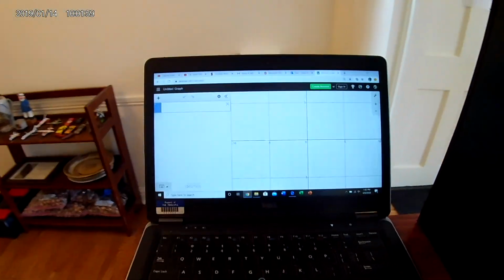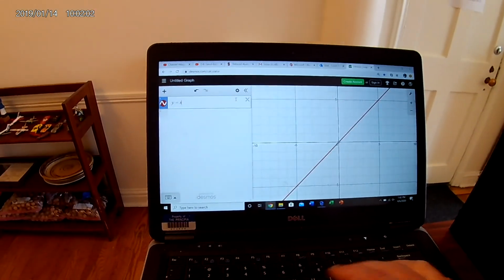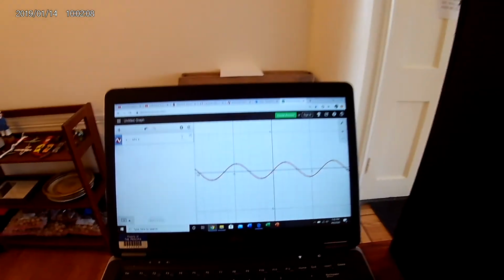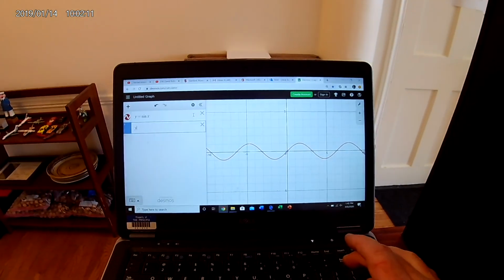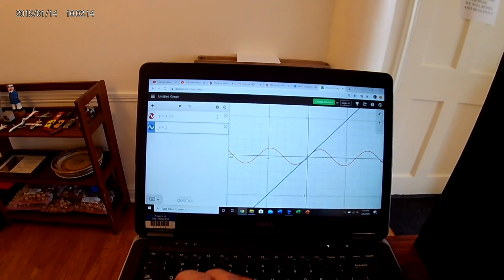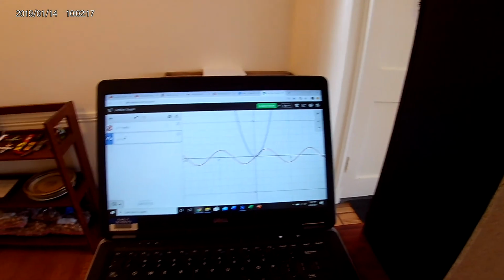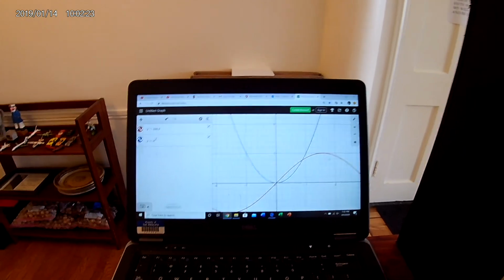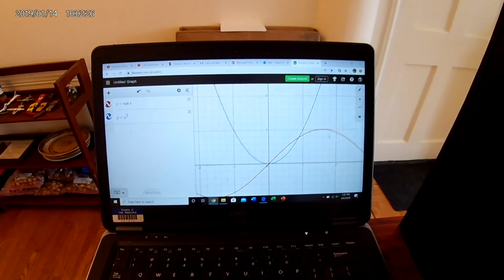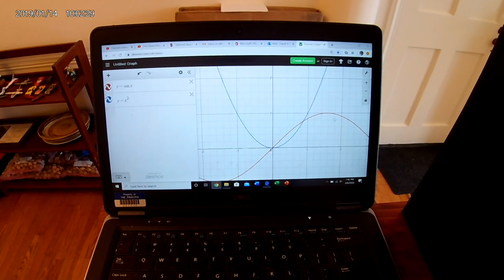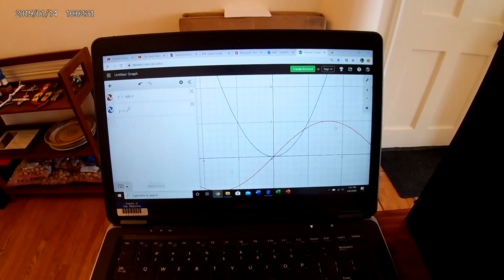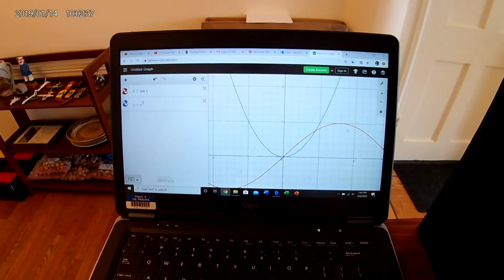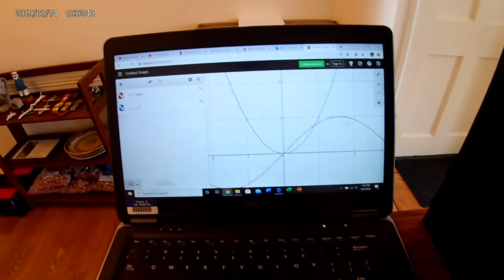Now you are looking at Desmos. What I'm going to do is graph y equals sine of x. Okay, can you all see that? And then, on the same set of axes, I'm going to graph x squared, and then I'm going to zoom in. In red you can see y equals sine of x. In blue you can see y equals x squared. The places where these two functions intersect are the solutions to our transcendental equation.